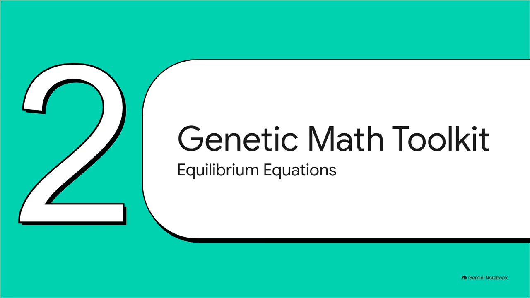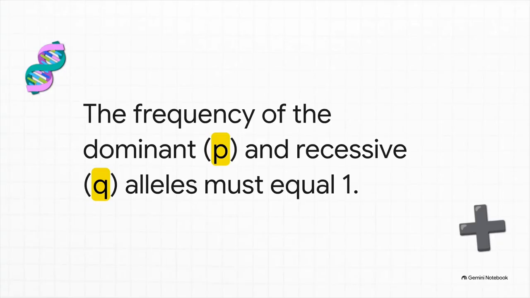We're going to open up the genetic math toolkit. It all starts with this beautifully simple baseline equation. P + Q = 1. In genetic terms, P represents the frequency of the dominant allele in a population, and Q is the frequency of the recessive allele. Since those are literally the only two options for a specific gene in this simple model, their combined frequencies have to equal 100%, or 1.